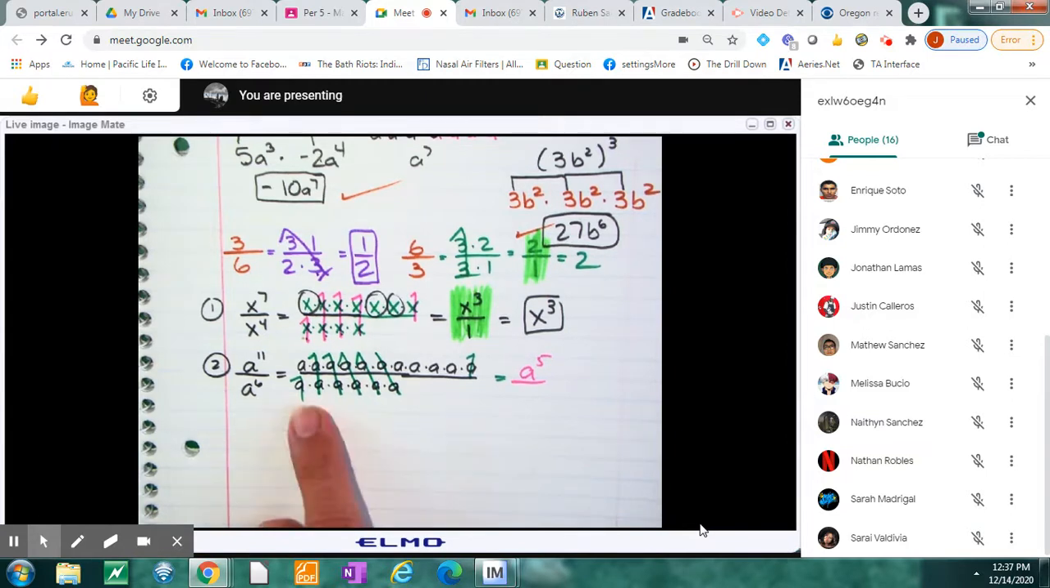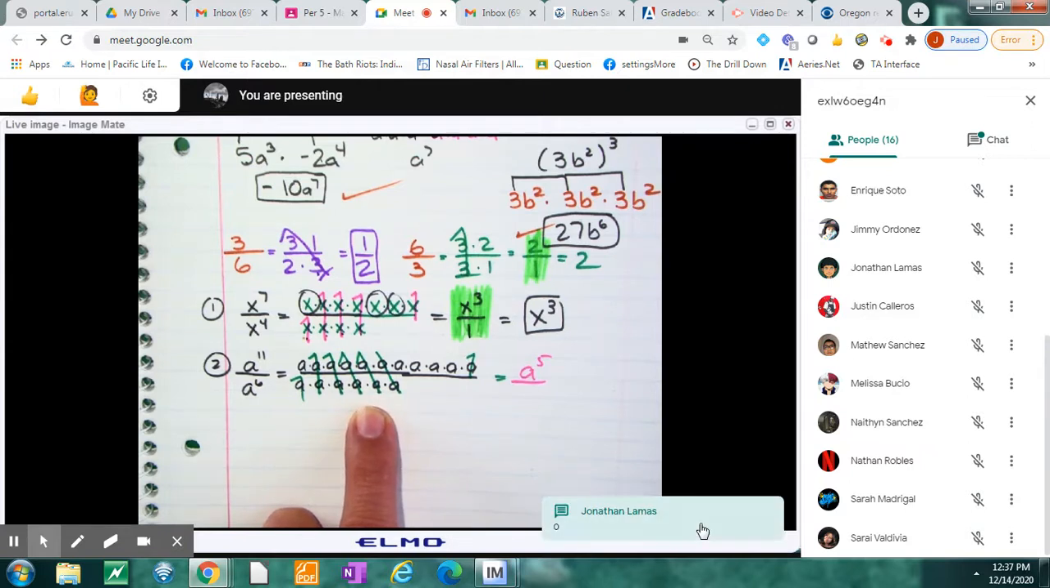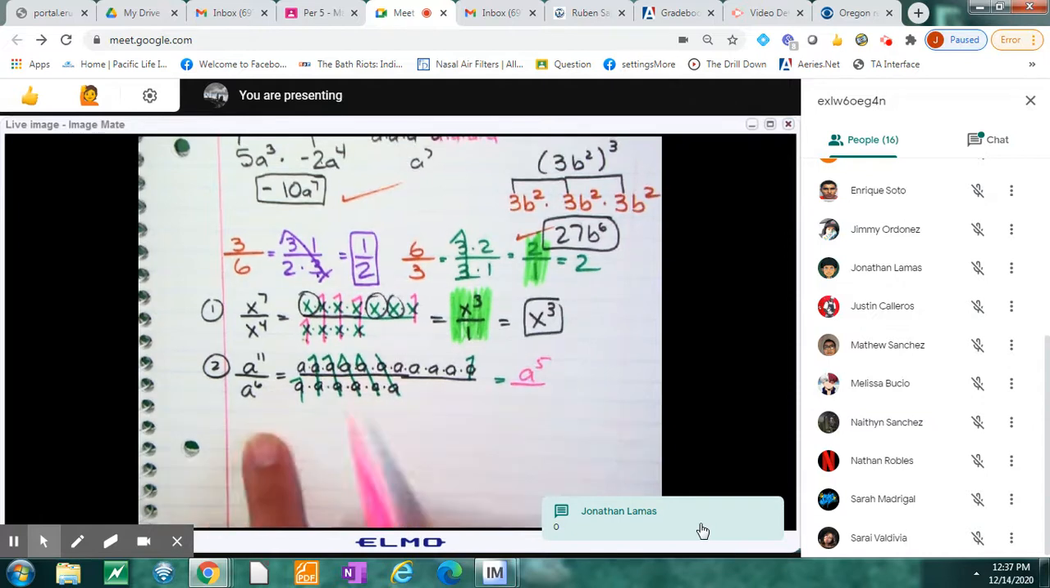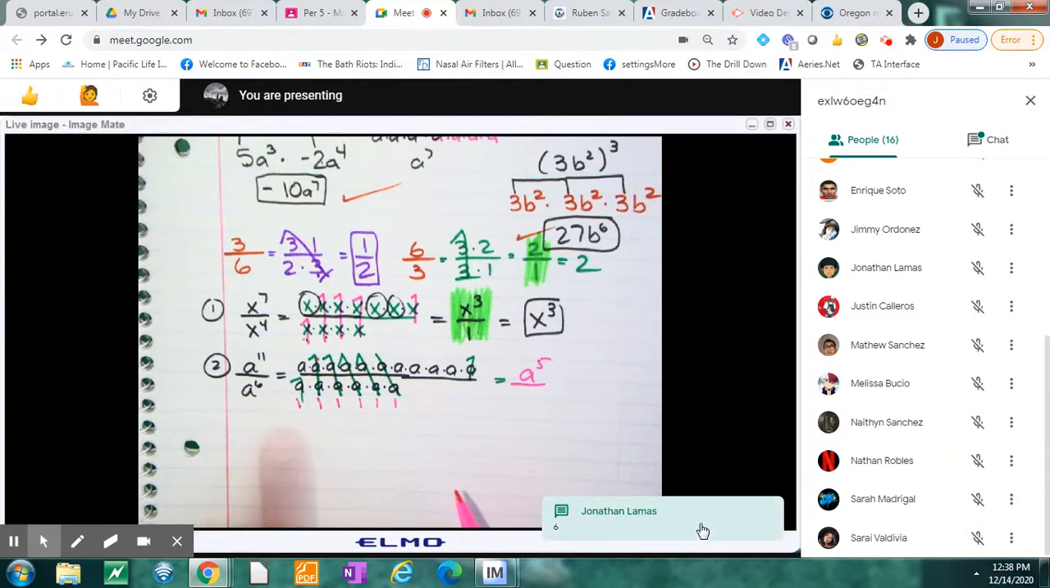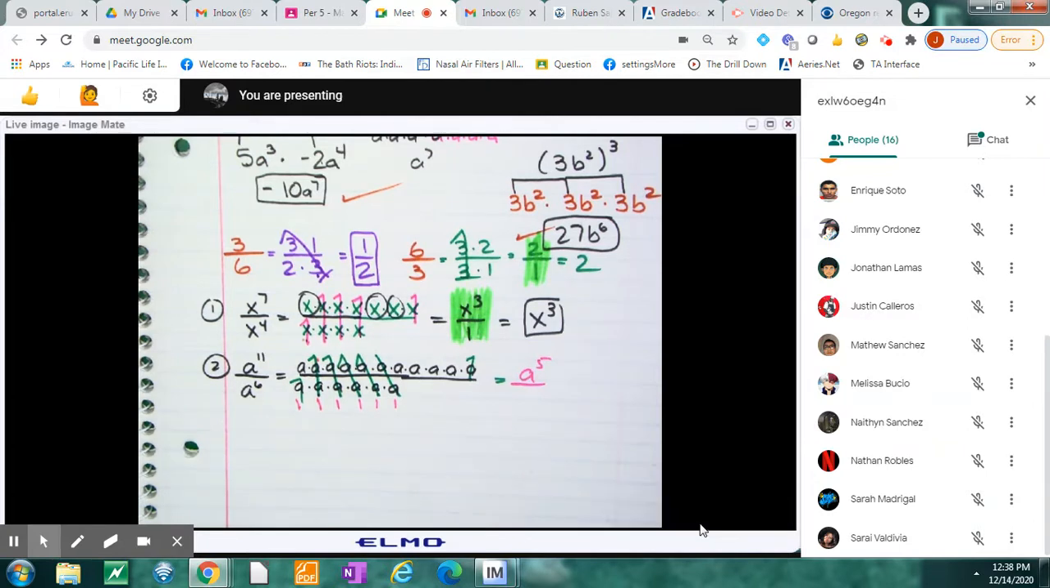How many A's are on the bottom? They're all canceled, right? Is it 0? But remember, this is your giant 1, right? So what's 1 times 1 times 1 times 1 times 1 times 1? Senor Lamas, what's 1 times 1 times 1? No. What's 1 times 1?